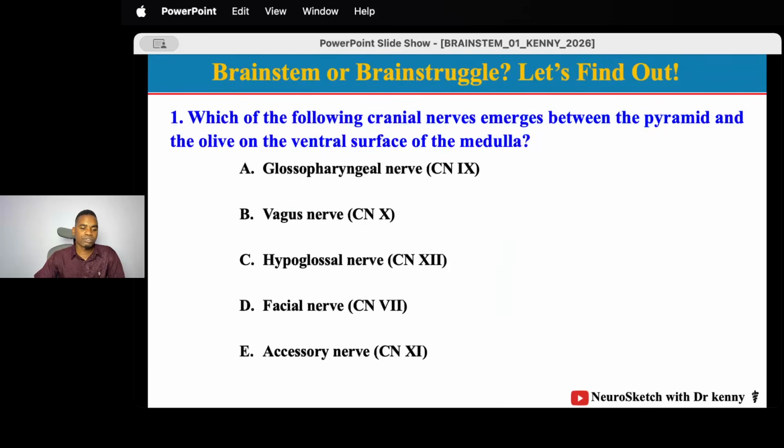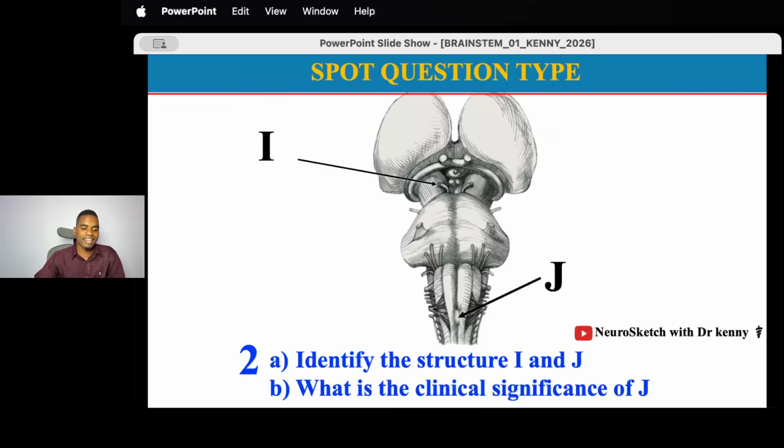I have some questions for you here, so be sure to read them clearly and put your responses. This is a spot kind of exam, what they might ask you in a practical exam. Name the identified structures I and J, and name the clinical significance of J. So be sure to put your thoughts there.